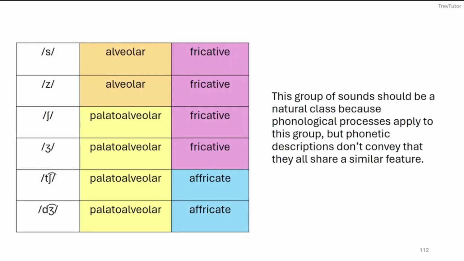For example, the sounds s, z, sh, zh, ch, and j form a natural class, but if we take a look at their descriptions, two of them are alveolar, four of them are post-alveolar, so there's no commonality there. Some are voiced, some are voiceless, there's no commonality there. And then four are fricatives and two are affricates, so there's no commonality there. But actually, these all have a very similar feature in that they're all considered to be strident sounds. And strident sounds are your noisy fricatives and affricates. So if we have features, then we can capture this natural class with a feature like stridency. But with just phonetic descriptions, we're not going to be able to get at that.